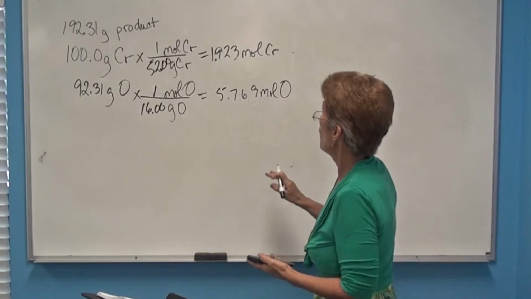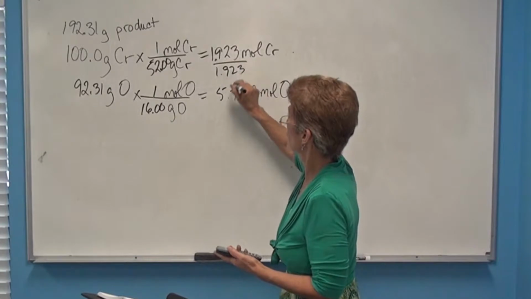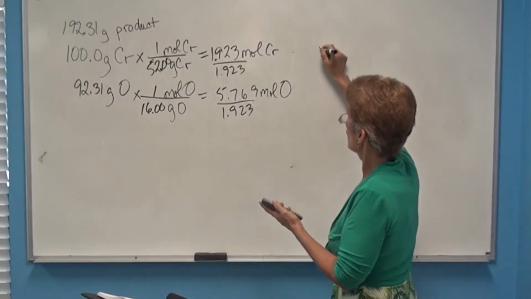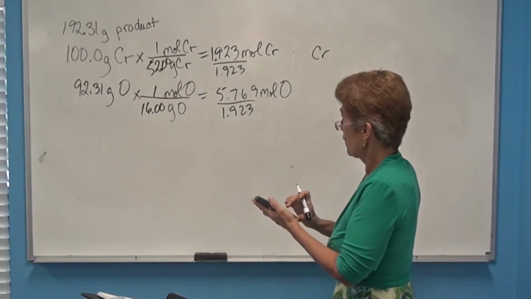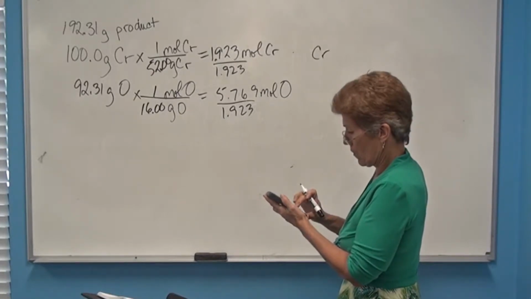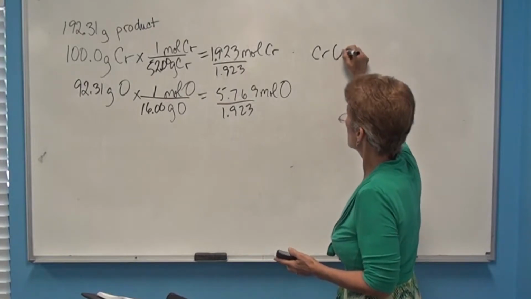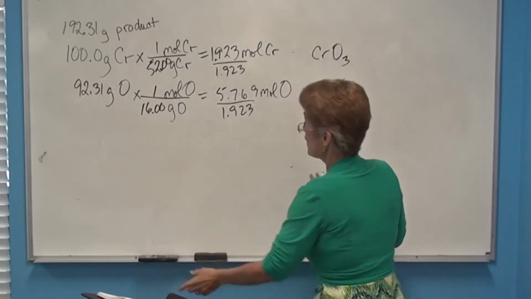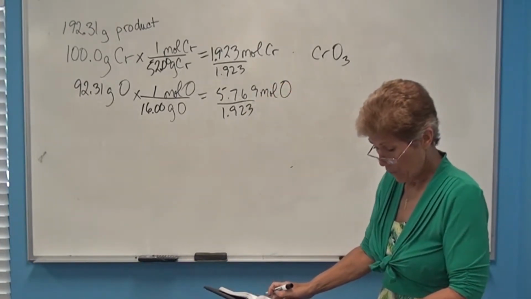Okay, now we divide both through by the smallest number, which would be that. So chromium's going to be a 1. Let's see what oxygen is. 3. Oxygen's going to be a 3. And so we end up with CrO3 as the empirical formula.